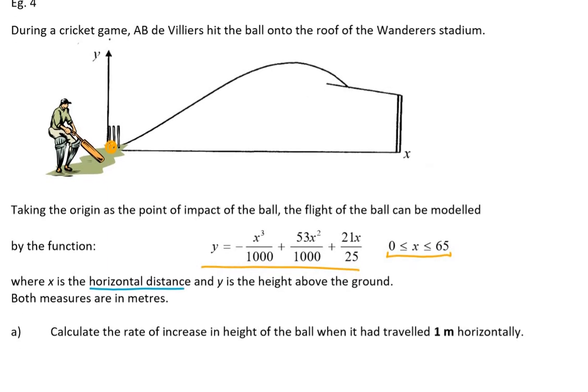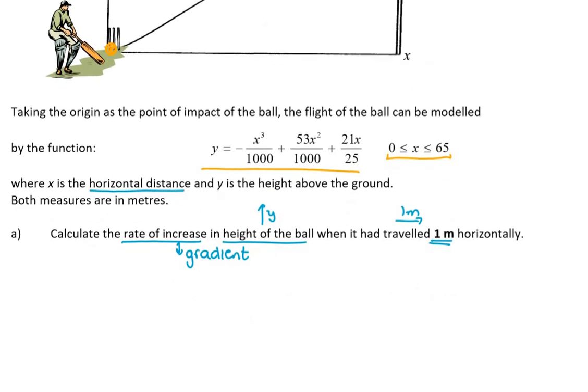So this question says, calculate the rate of increase of the height of the ball when it is traveling 1 meter horizontally. So this is quite difficult because it's taking words and translating it into what this means mathematically. Calculate the rate of increase in the height. So that is, at what value is the y value increasing as the ball has traveled 1 meter? Now basically that's a gradient. Rate of increase in height is your gradient. So what is y dashed?